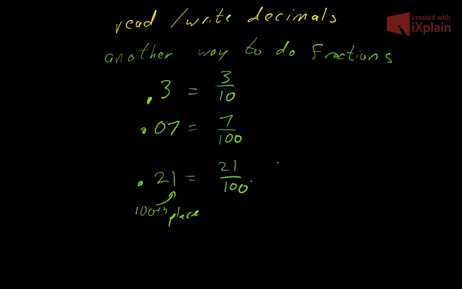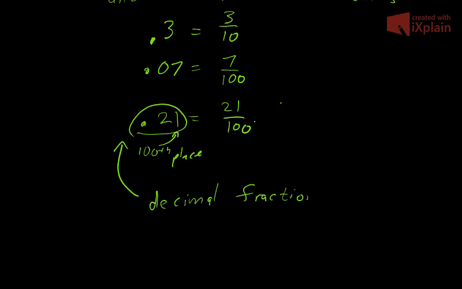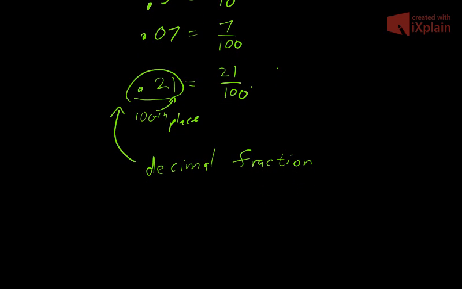I can move on a little bit here. So you'll know this part of the decimal is called the decimal fraction. And when it's paired up with an integer or something else, so if I do like 2.21, this whole thing is a decimal. And the 0.21 would be the decimal fraction.